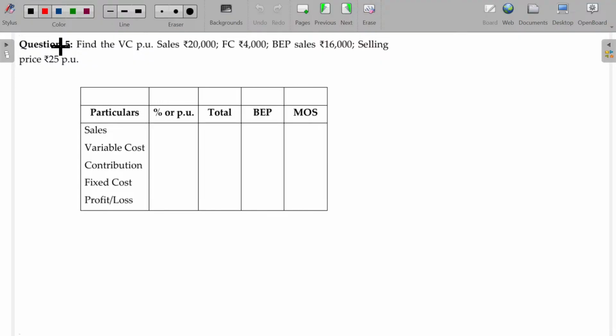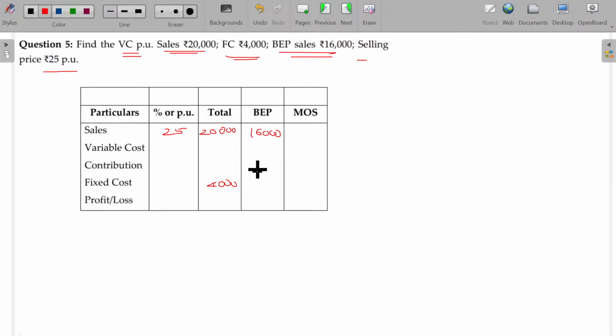Now, find the variable cost per unit. Sales being 20,000, fixed cost being 4,000, BEP sales being 16,000, selling price per unit being 25 rupees. Is that okay?